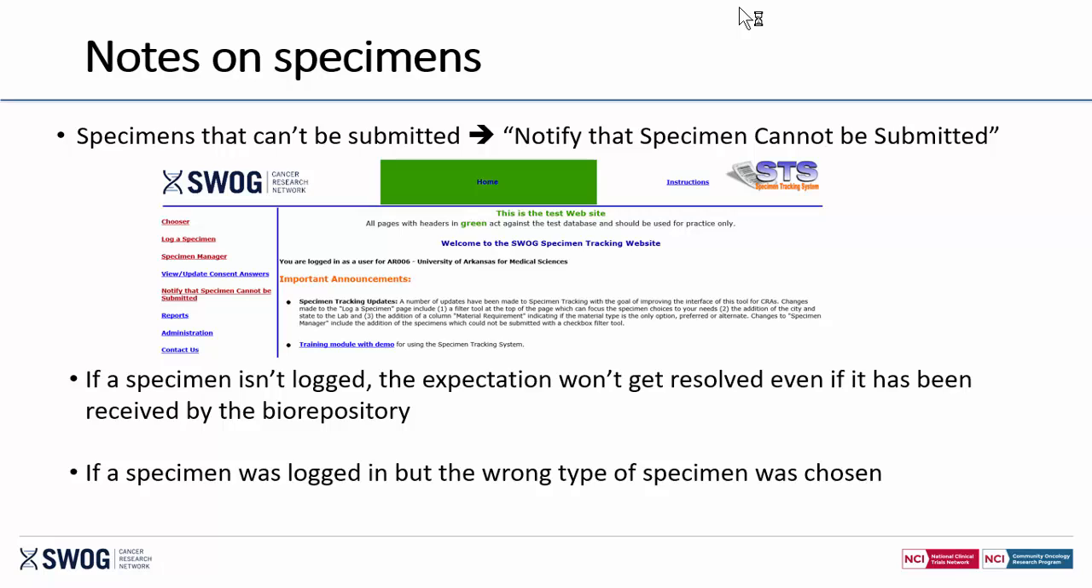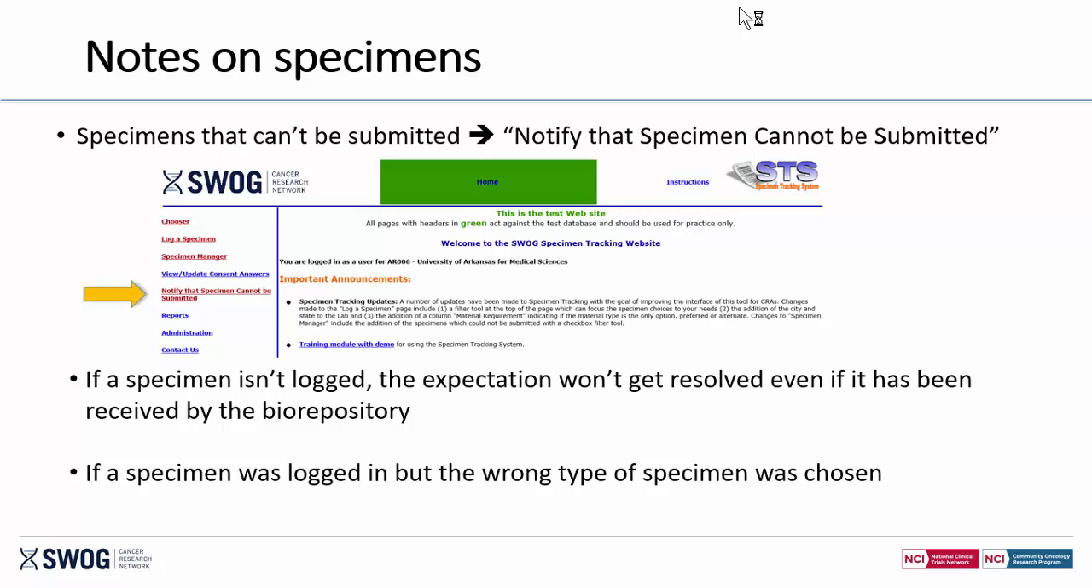Couple of notes on specimens I just wanted to bring to your attention. If you have a specimen that can't be submitted, you're seeing something on your expectation report, it's been there for the last year, and how do I get rid of it? If it's something that wasn't collected, use that notify the specimen can't be submitted button. That will resolve that expectation.